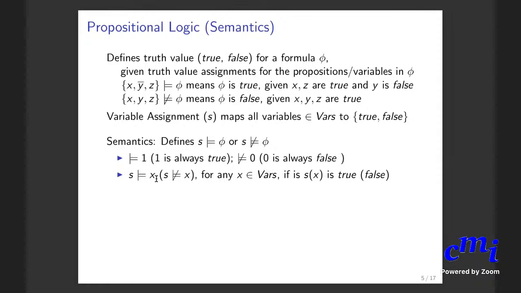The other atomic formula that you can construct in the syntax is the single atomic propositional variable. So X holds in a given assignment, or it does not hold, for any X belonging to vars: if S of X, that is, the assignment that the variable assignment S makes for X, is true, then X holds, and it is assumed to be false if the assignment is false.